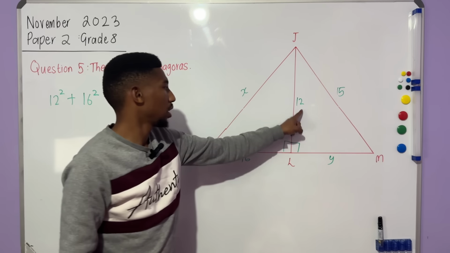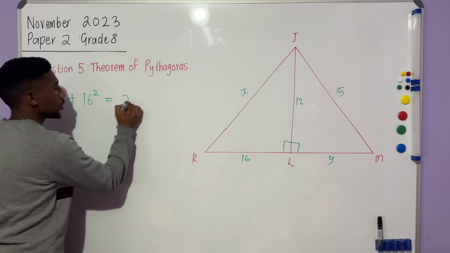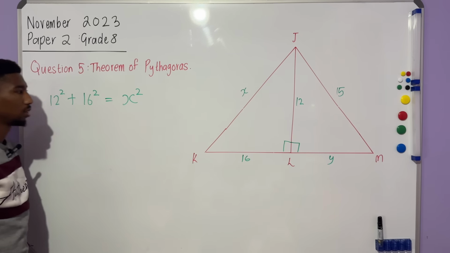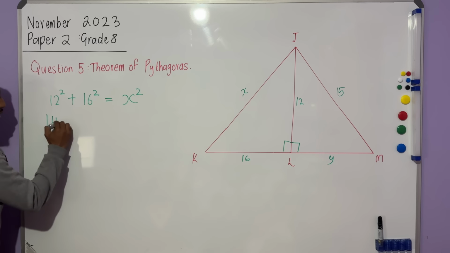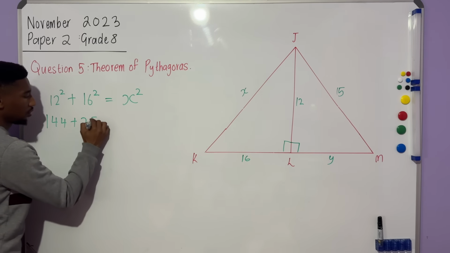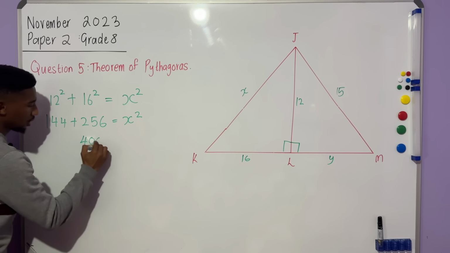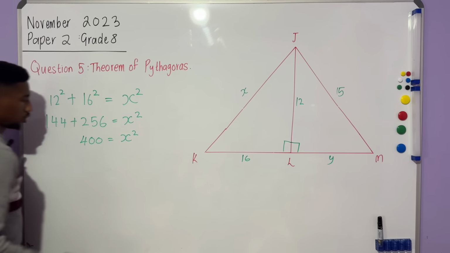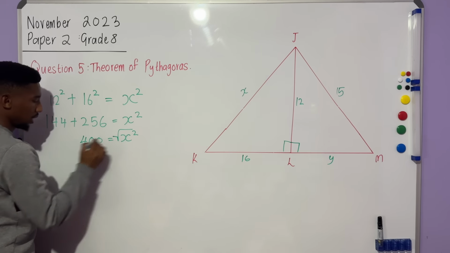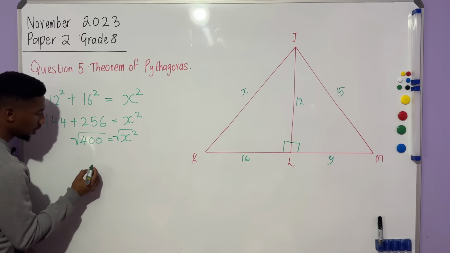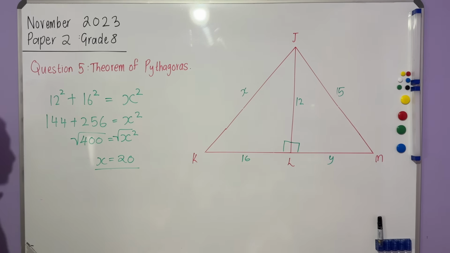So it's 12 squared, which is the side, plus that side squared is equal to x squared, which is the hypotenuse. Then we have 12 squared is 144 plus 256 equals x squared. This is 400 is equal to x squared. And for us to find x, this is x squared, we apply the inverse, square root of 400. Therefore, x would equal 20.